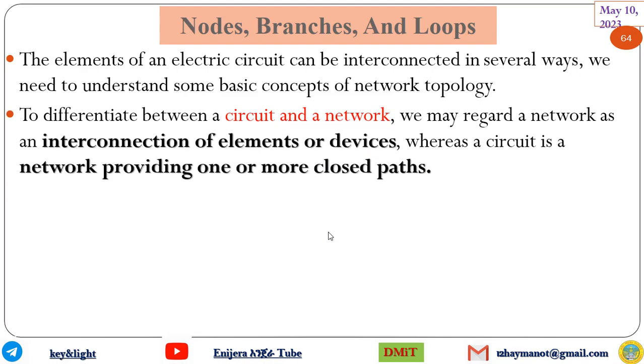So to differentiate between a circuit and a network, we may regard a network as the interconnection of elements or devices, whereas a circuit is a network providing one or more closed loops. One or more closed loops. Look at the difference. The difference between circuit and network.